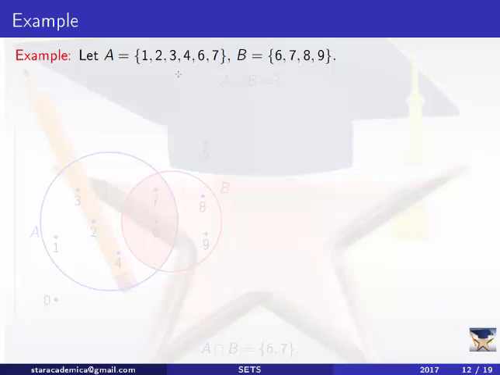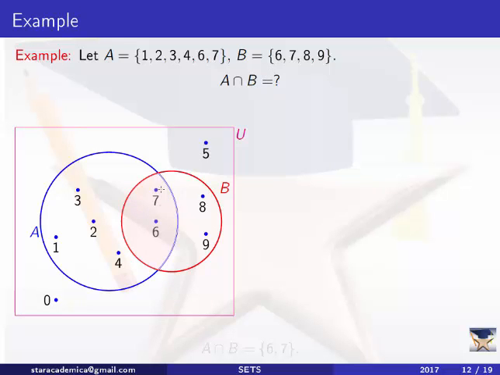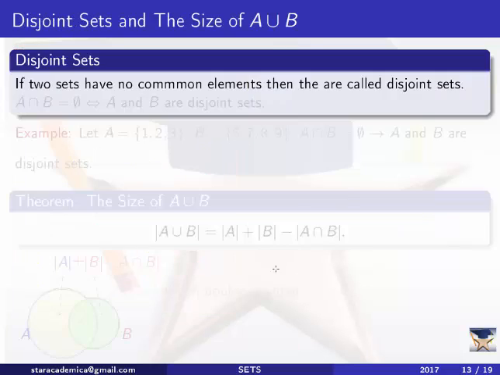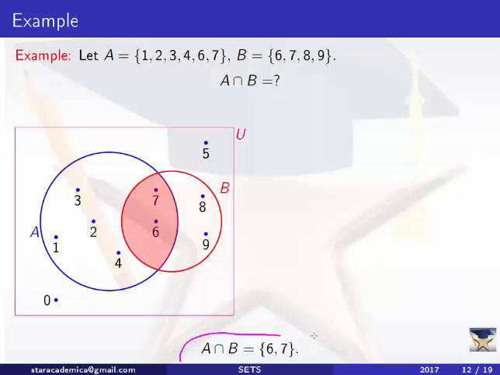Let's look at the example. Again, given A and B, what is A intersect B? So it is this part. What do we see in both? 6 and 7 belong to both sets A and B, so the intersection is 6 and 7, so the size is equal to 2.